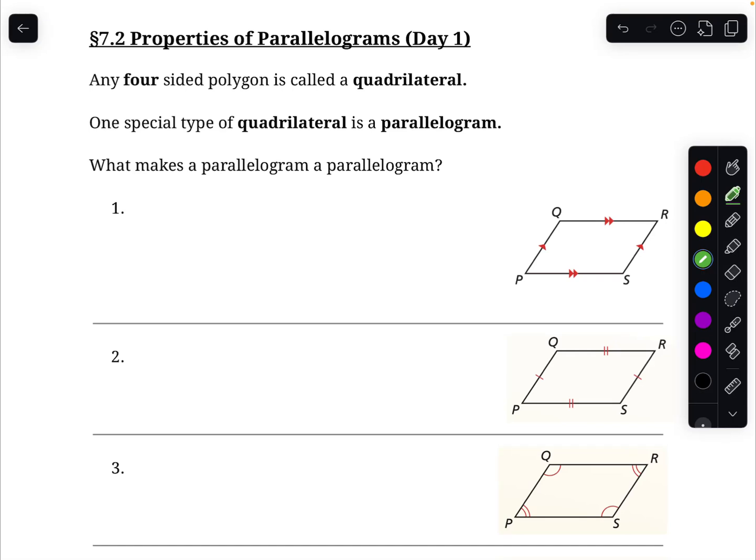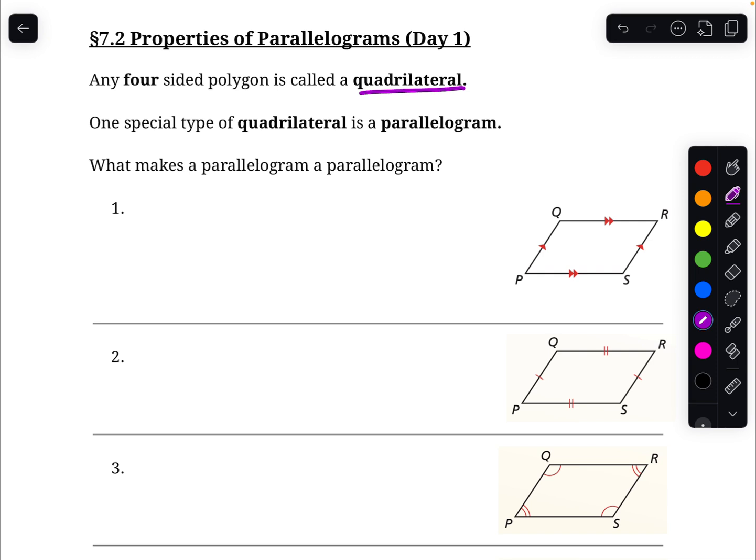Of a parallelogram. So we learned that any four-sided figure, polygon, is called a quadrilateral. That's our generic name for a four-sided polygon. But in thinking about quadrilaterals, there's a lot of special types of quadrilaterals. And the first special type we're going to talk about is a parallelogram.